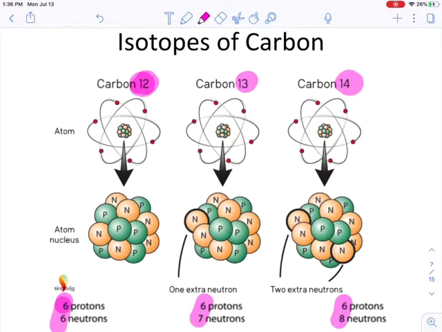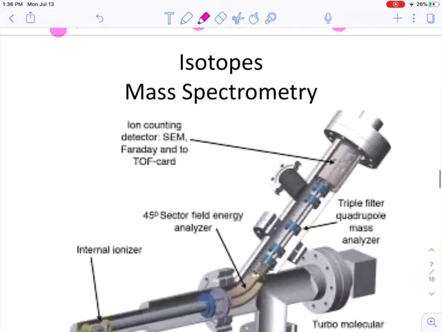So please note they all have the same number of protons, which is why they are carbon, but they all have different numbers of neutrons. Now, how do we know this?